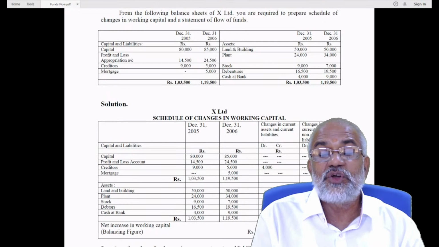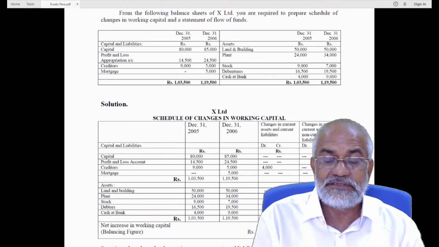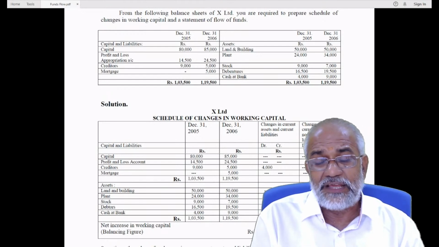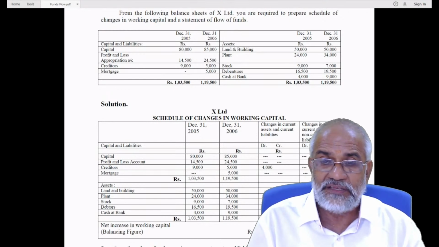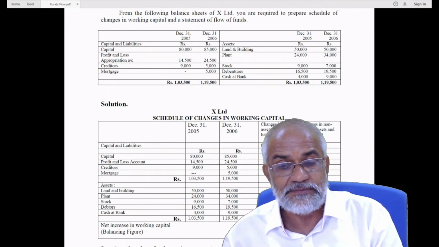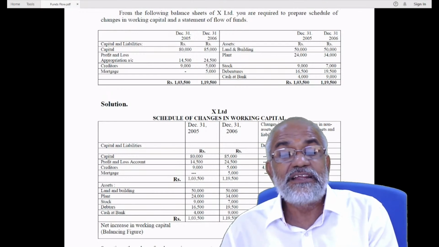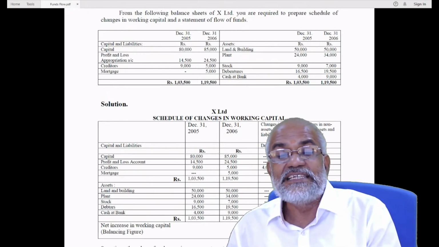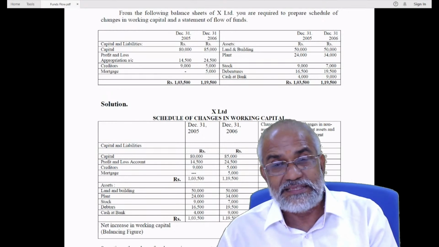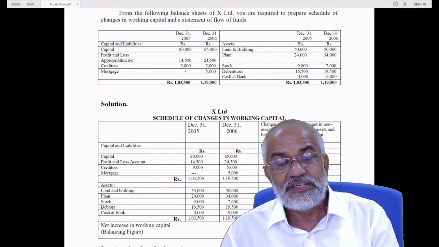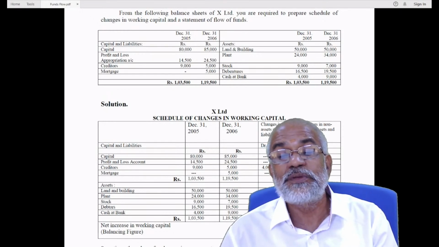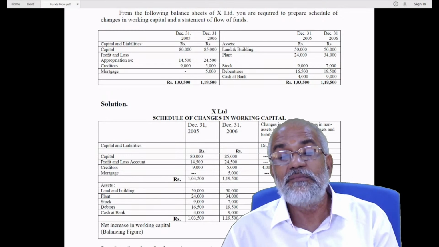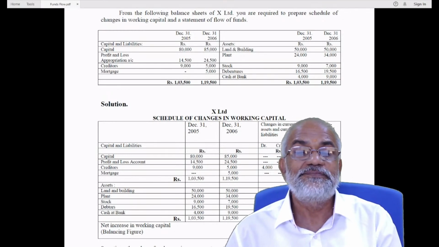Stock was 9,000 at the beginning and 7,000 at the end, which means it has decreased by 2,000 rupees. Since it comes under the category of current assets, its change will obviously be in the first category, that means changes in current items. Whether it is to be debited or credited: asset always shows a debit balance, so when the asset decreases, it must have been credited. So these 2,000 rupees will appear in the credit column of the current category.